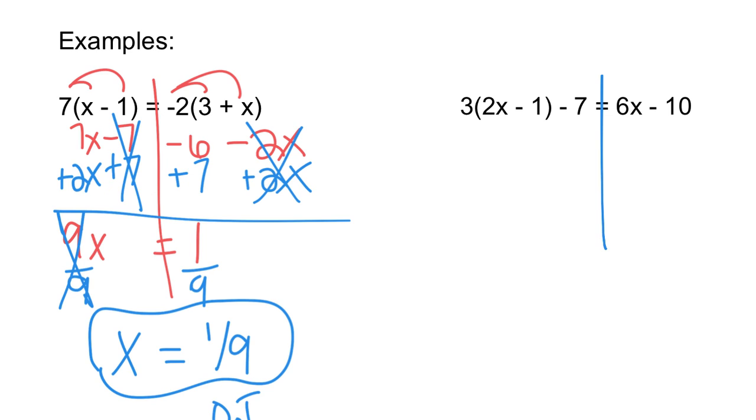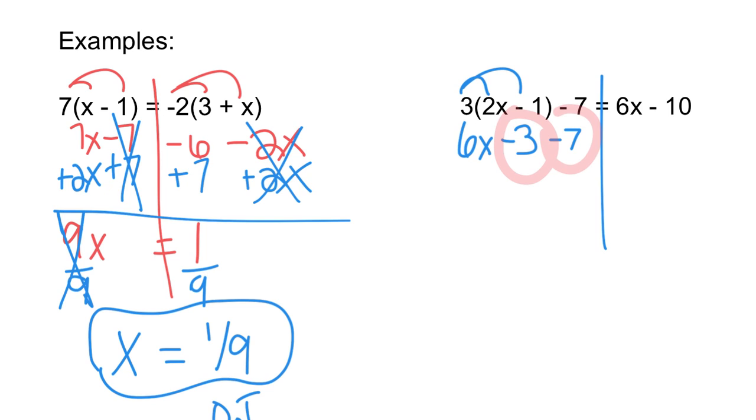We've got some distributive property, and we've got some numbers outside of the parentheses, so we'll have to combine some terms. So let's work on simplifying that first. So I'm going to multiply 3 times 2x and 3 times negative 1. My negative 7 that I haven't used yet is going to come down. And then I'm going to combine terms here.